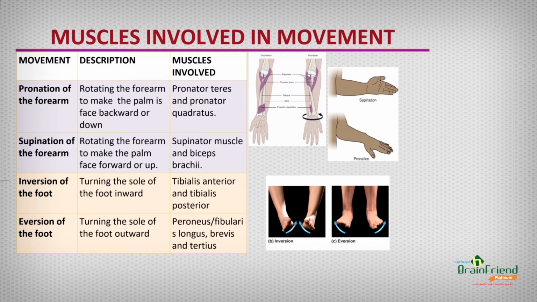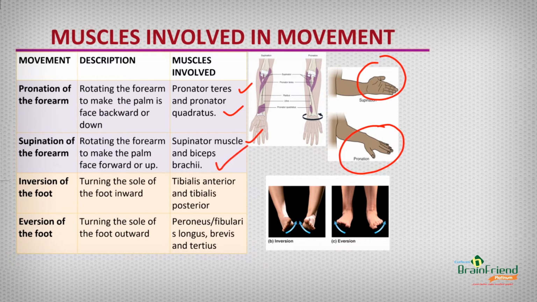Another example of muscular movement is the pronation and supination of the forearm. The pronation of the forearm involves rotating the forearm to make the palm face backward or downward. And the muscles involved are the pronator teres and the pronator quadratus. To reverse this movement, we supinate the forearm, which is rotating the forearm to make the palm face upward or forward. And the muscles involved are the supinator muscles and the biceps brachii.